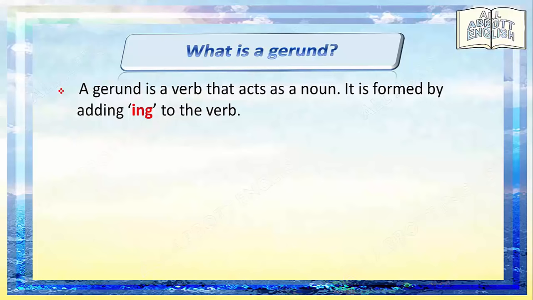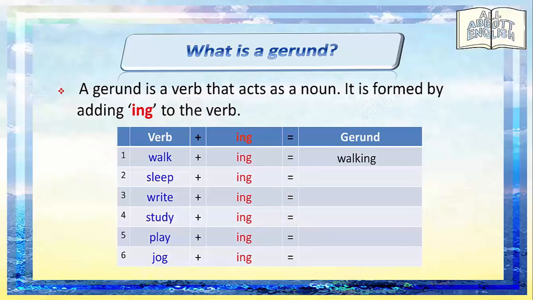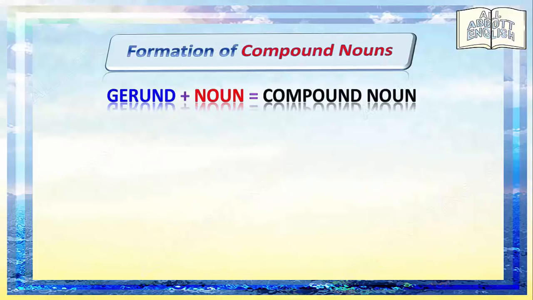A compound noun can also be formed by combining a gerund with a noun. But first of all, let's find out what a gerund is. A gerund is a verb that acts as a noun. It is formed by adding ing to the verb. Let's look at some examples. Walking. Sleeping. Writing. Studying. Playing. Jogging. Let's look at some examples of the gerund plus noun structure.